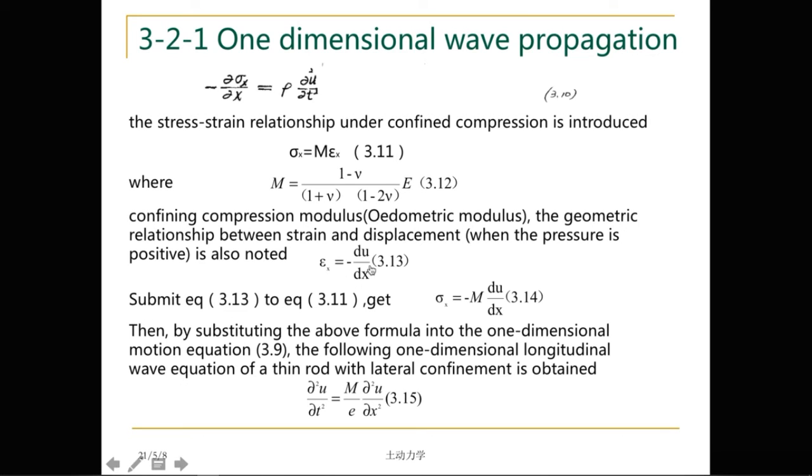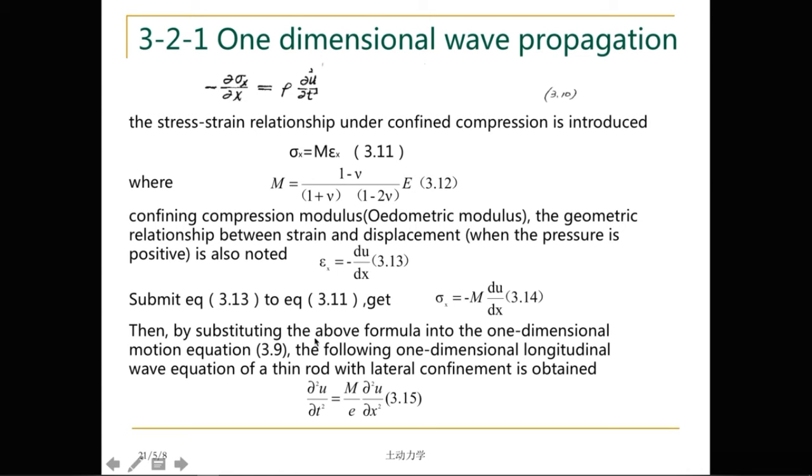Now we substitute equation 3.13 into equation 3.11. Then we can get equation 3.14: sigma x equal to negative m times du dx. Here we introduce the u into the equation.